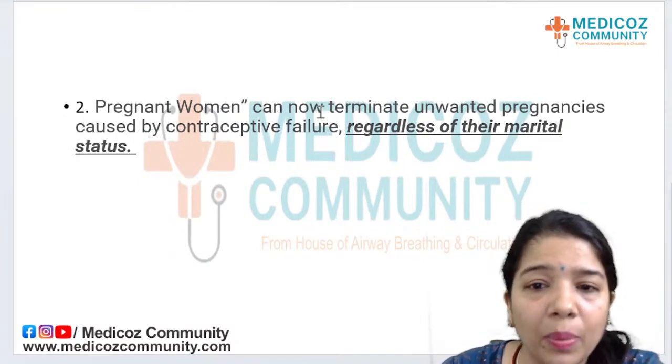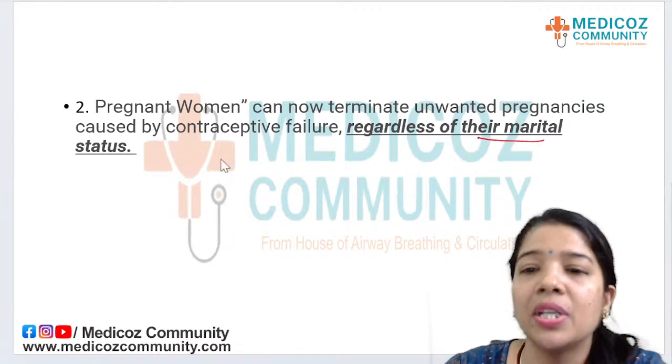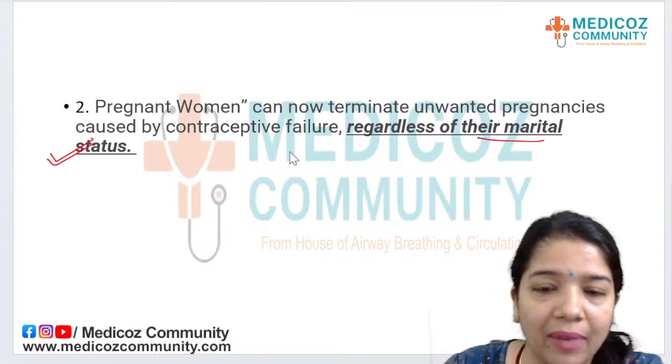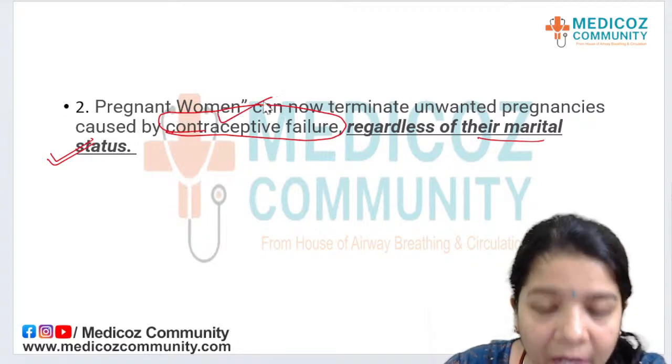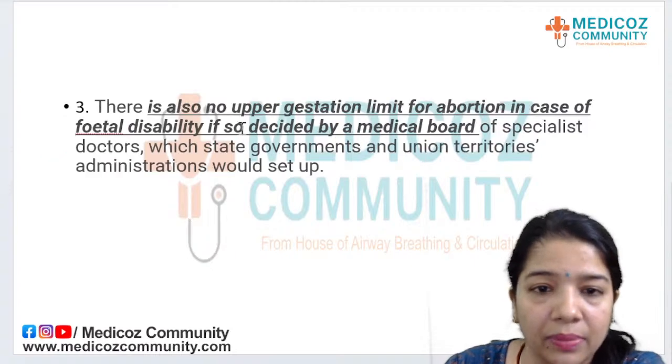Second, pregnant women can now terminate unwanted pregnancies regardless of their marital status, because you see a lot of females who are unmarried and who are conceiving, and they come for this. The most common reason for that is contraceptive failure. So regardless of their marital status, they have the right to undergo abortion.